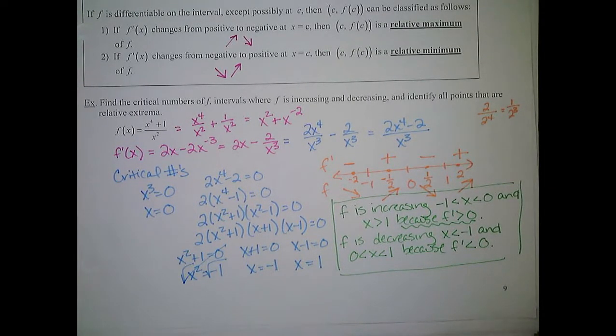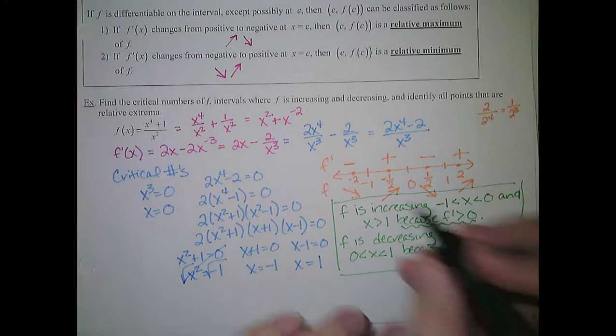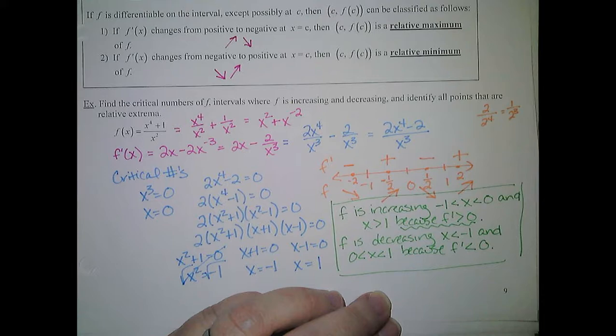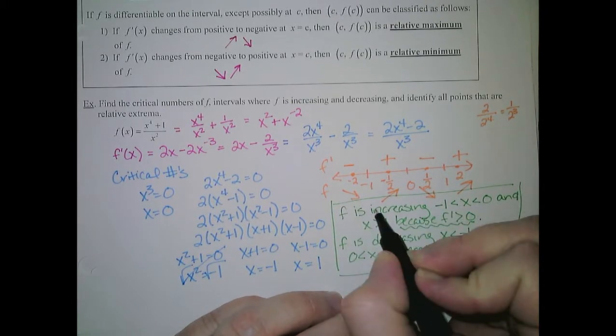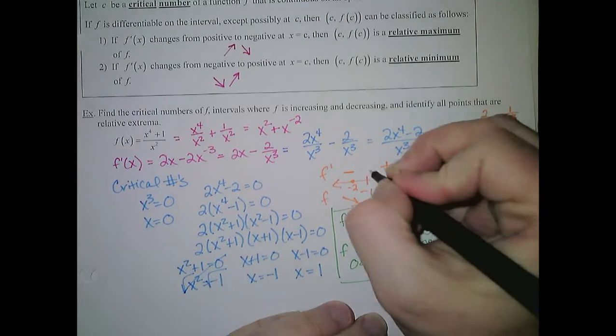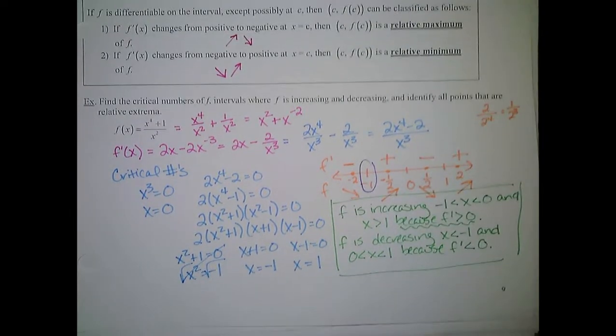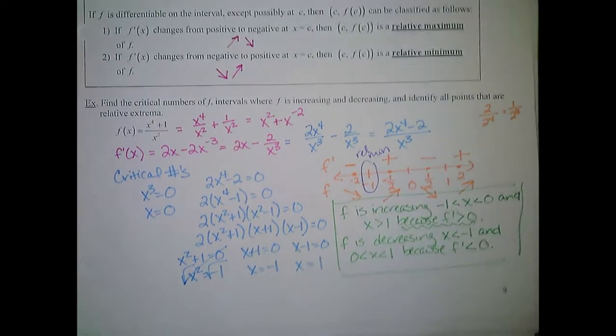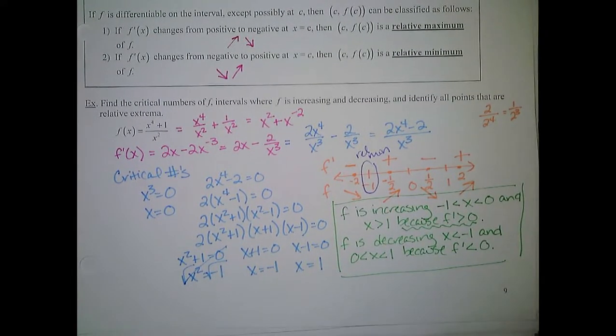And now finally, we need to determine our points of relative extrema. So we know that at -1, the derivative changed from negative to positive. According to our first derivative test, that means that this point at -1 is a relative minimum, provided that that's a point on our graph. So as long as our function is defined at -1, we should be okay.